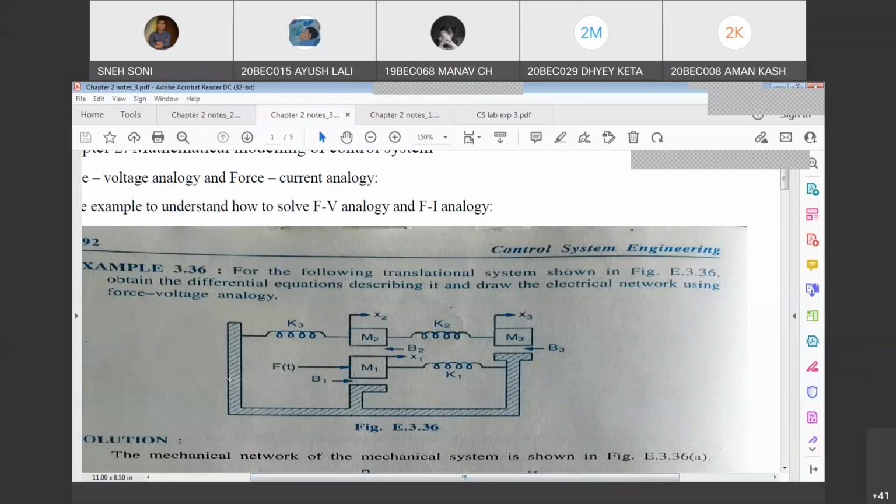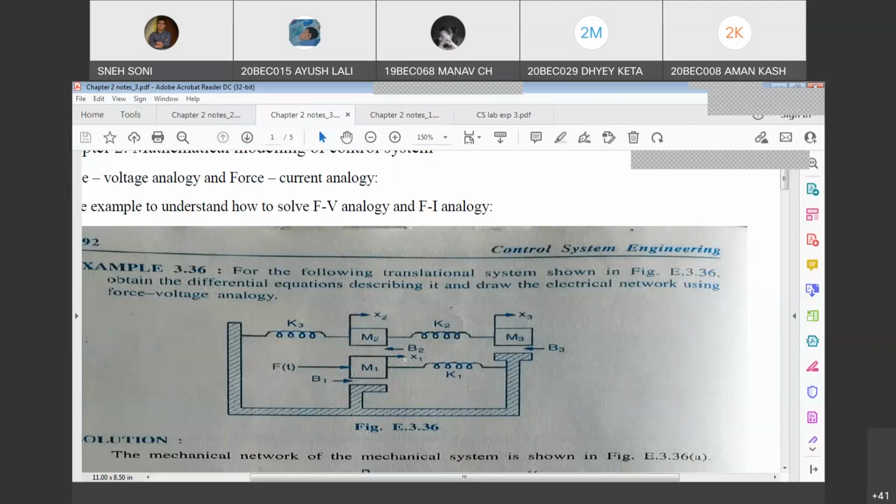Okay, this body is just showing you the rigid support. So this B1, B2 and B3 are nothing but frictions from the ground. Okay, they are actually damping constants. So you know how to represent them, right? Here they have just shown with the arrow, but when you are drawing the corresponding nodal diagram, you have to replace them with the damper symbol.